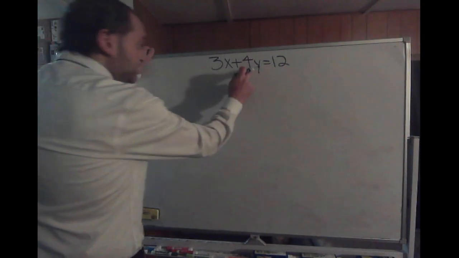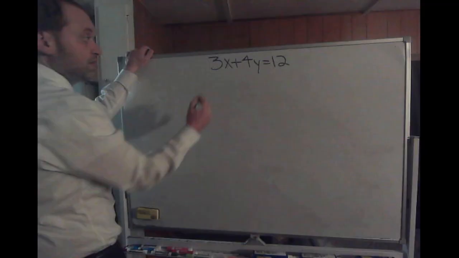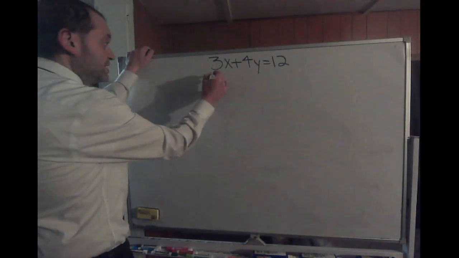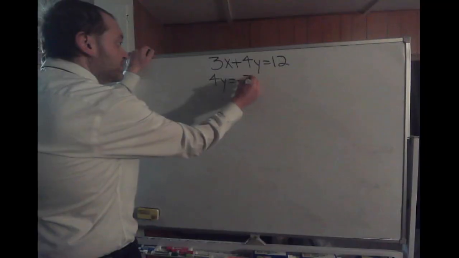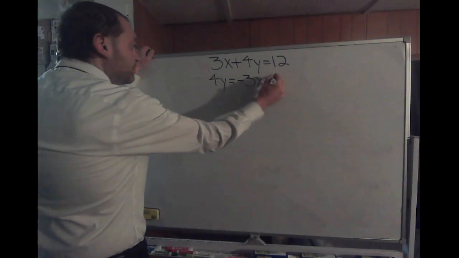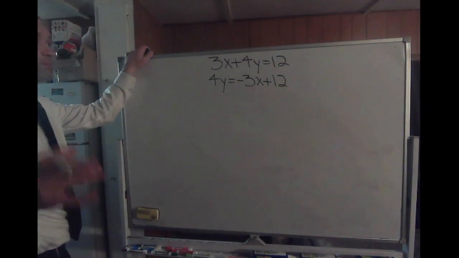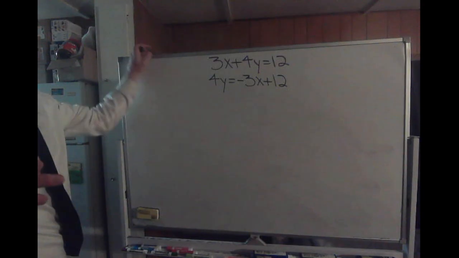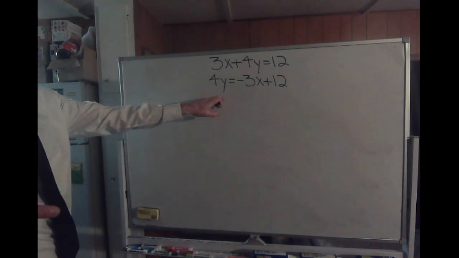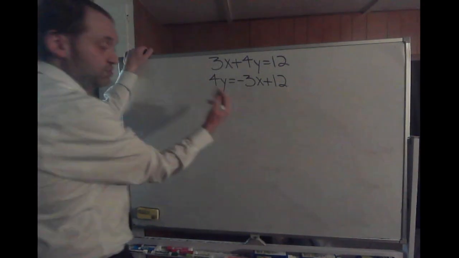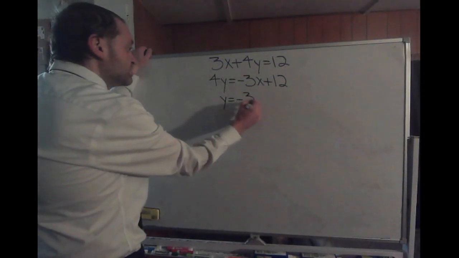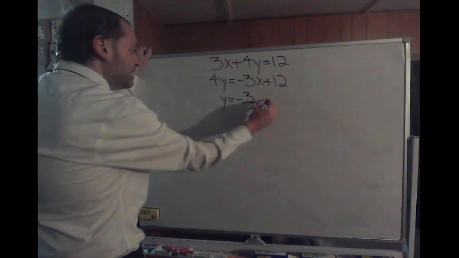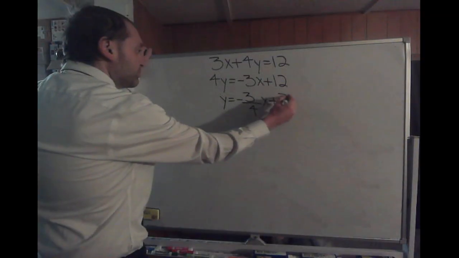So get the y term by itself on one side. If you do that, you'll end up with 4y equals negative 3x plus 12. Now it's almost in slope-intercept form, but not quite there, because the coefficient on the y term should be 1. So that means you divide everything by 4, and you would get y equals negative 3/4 x plus 3.